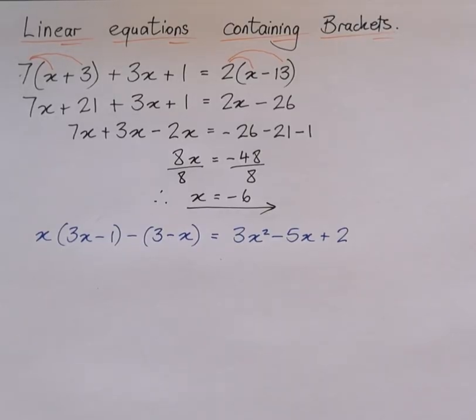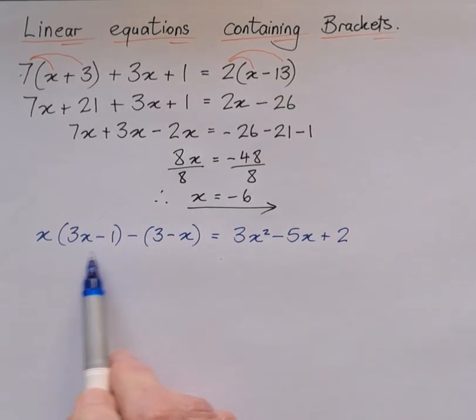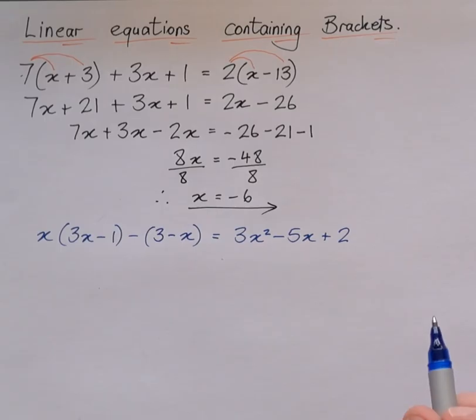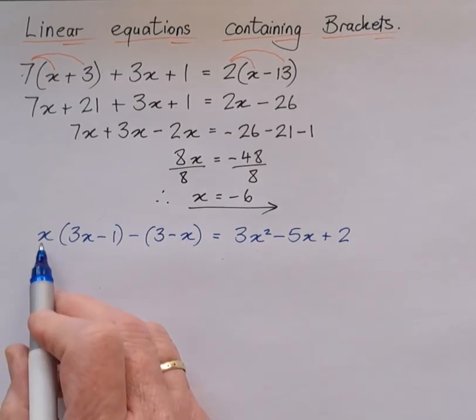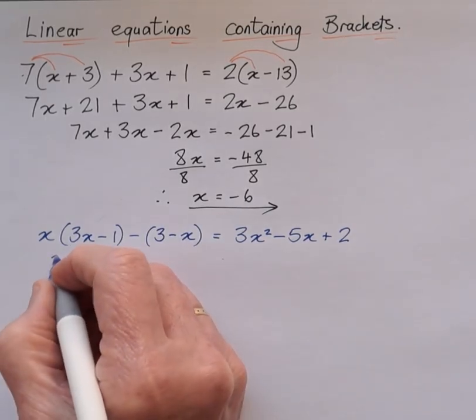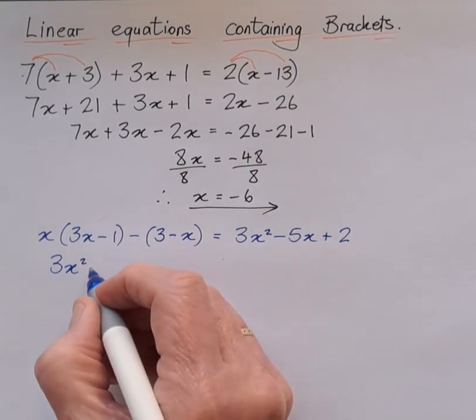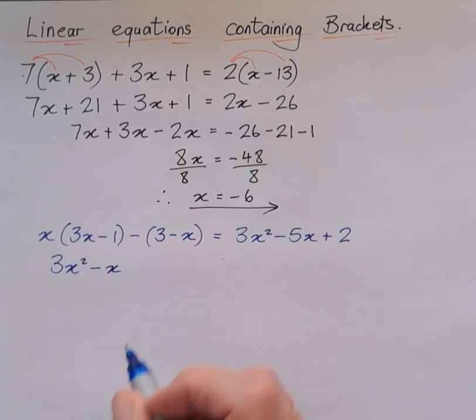Right, let's have a look at another one that also contains brackets. So here, I'm going to need to multiply our two different brackets on the left hand side, and the right hand side is without brackets. So x times 3x is going to give me 3x squared. x times negative 1 is negative x. Remember, you don't need to write negative 1x.